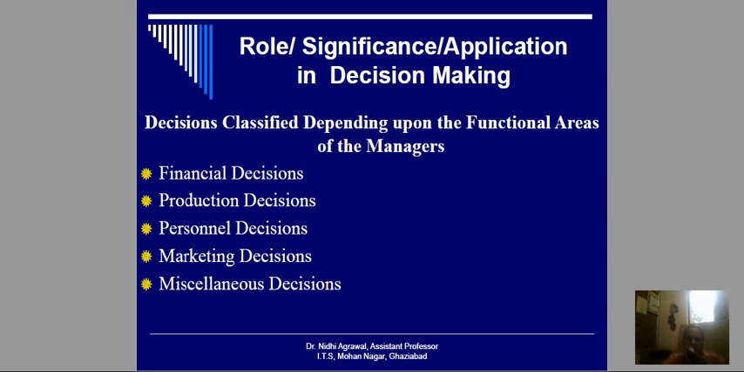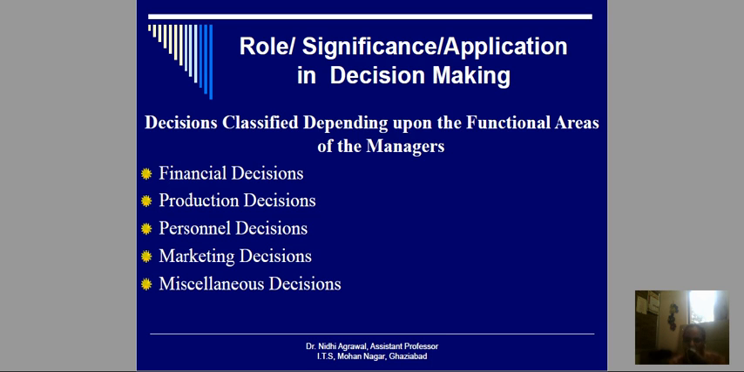Next is the role, significance, or application, whatever you say, in decision making. Decisions are basically classified on the basis of the functional areas of managers, and managers perform many functions related to finance, production, personnel management, marketing, and so on. So let's focus on financial decisions. What kind of financial decisions do business firms, or managers, need to focus on? For example, I am talking about the manufacturing sector: how much raw material is required, what kind of raw material, what the price and quality of the raw material can be, and when we use this raw material in the manufacturing process, how many units we have to produce, and what the total cost of the manufacturing process will be. If you are going to supply the product in the market, how much expense will there be? All the financial matters will be considered under financial decisions.